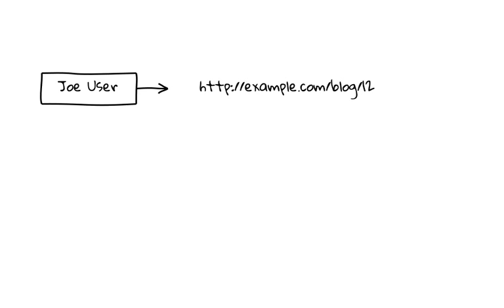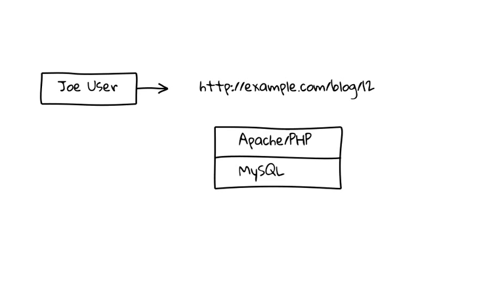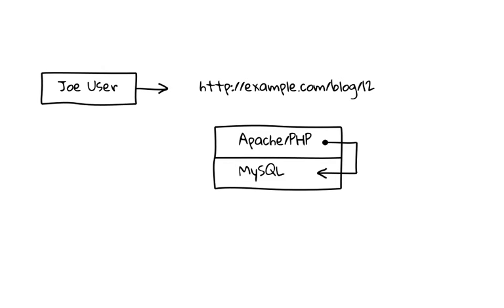You happen to be running an Apache, PHP, and MySQL application stack. Your blog software queries the database asking for the 12th blog post. The SQL statement will probably look something like this: select star from blog where ID equals 12. You will notice that the 12 from the URL and the 12 in the SQL statement are the same.